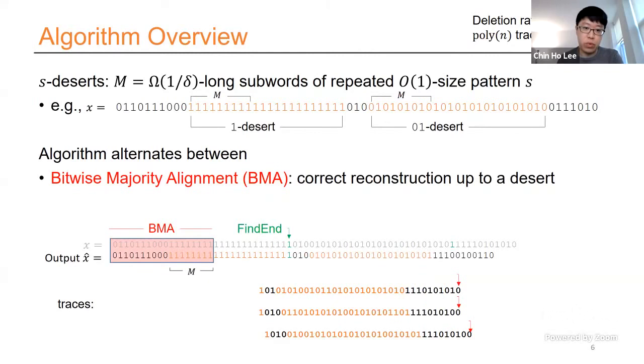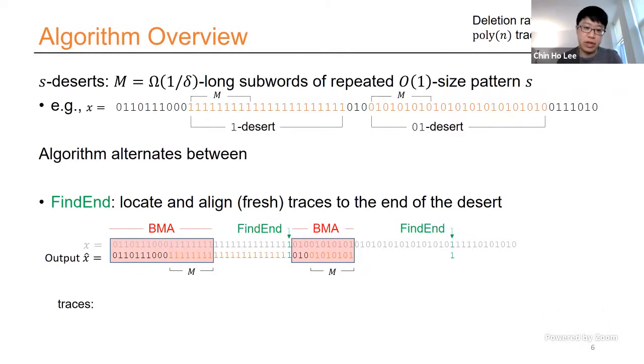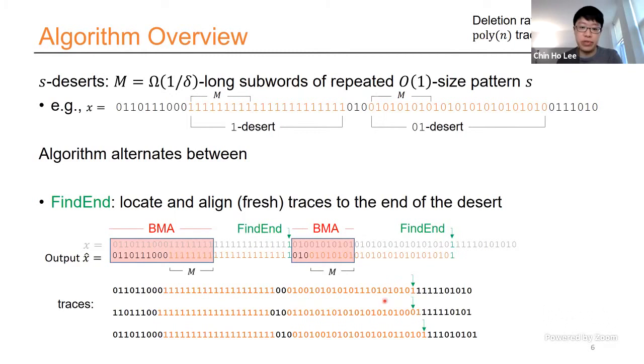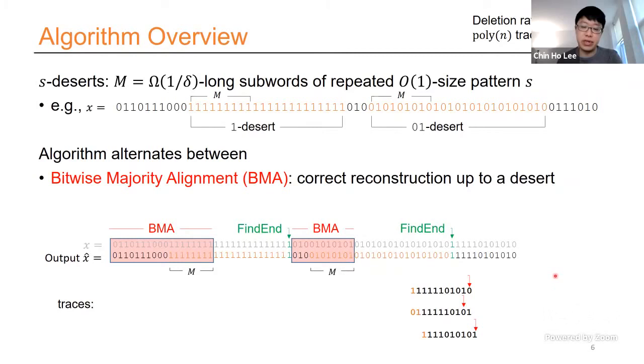Now this may not completely agree with X because it may contain a desert. But you know that it's correct up to the first M bits of the next desert. So you switch to find-end, find the end of the desert, and then fill out this pattern, draw some new traces, and then align these endpoints to these new traces. And then you continue running this algorithm using the same principles. Here you run BMA again, and now because there are no more deserts in X, the algorithm just terminates, and you know that this X hat is going to be correct with high probability.